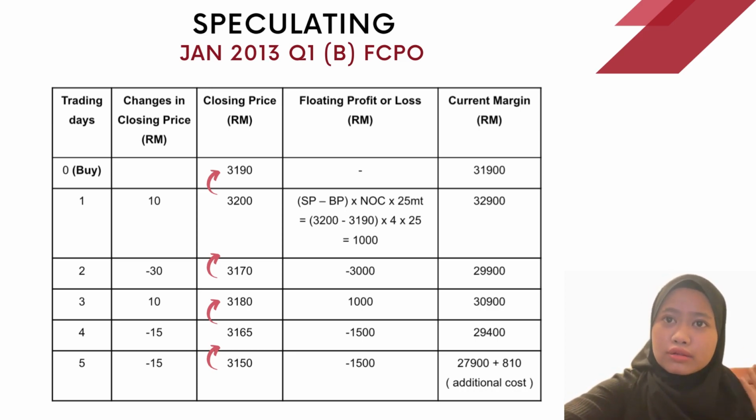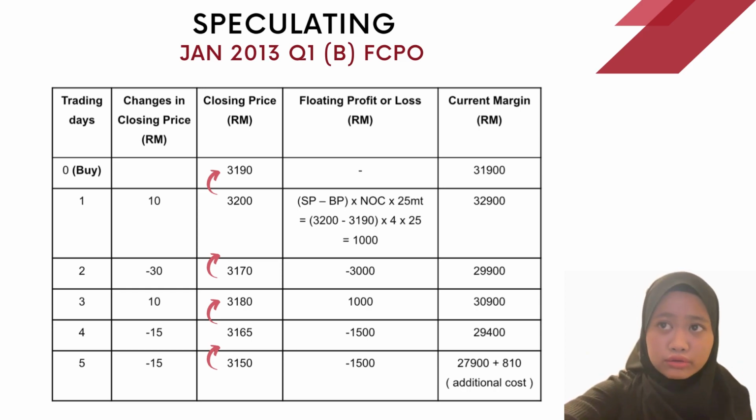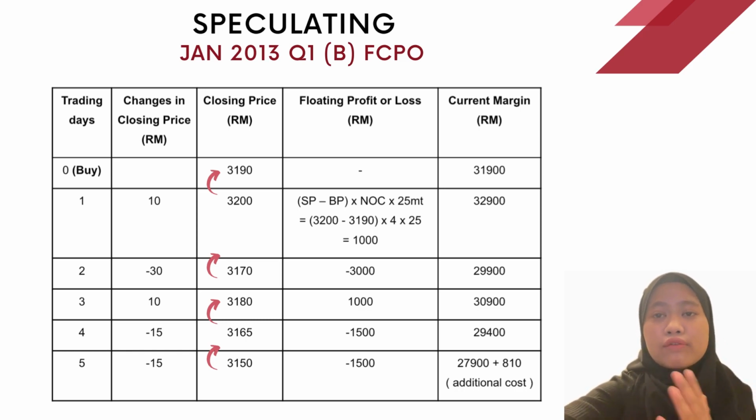As we move on to the floating profit or loss, we need to use the formula: selling price minus buying price, times the number of contracts, times 25 tonnes. For the first day it is 1,000, the second day is negative 3,000, the third day is 1,000, and the fourth and fifth days are both negative 1,500.